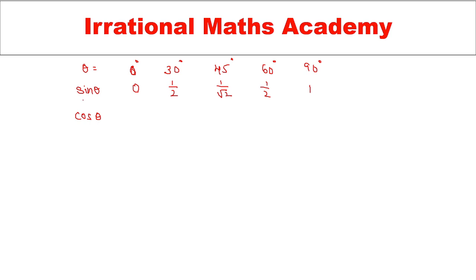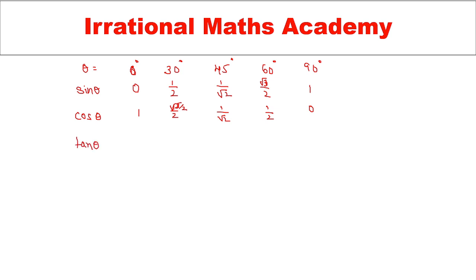For cos, no need to remember anything. What you can do is reverse it. So cos 0 value is 1, cos 30 value is root 3 by 2, cos 45 value is 1 by root 2, cos 60 value is 1 by 2. And cos 90 degrees value is what? 0.